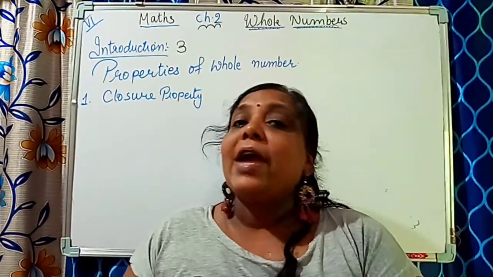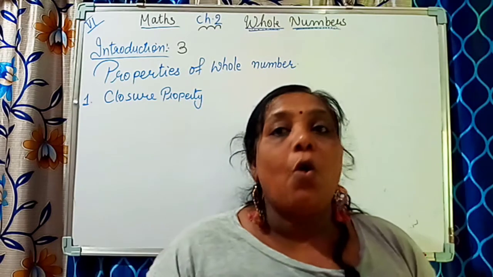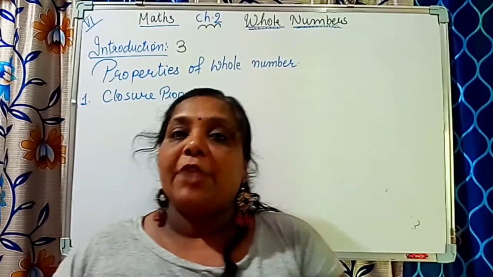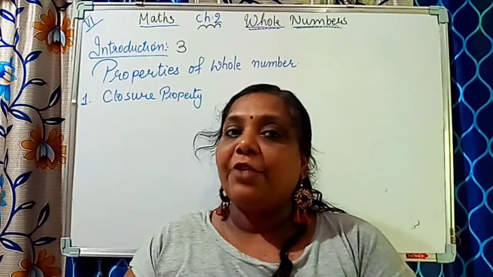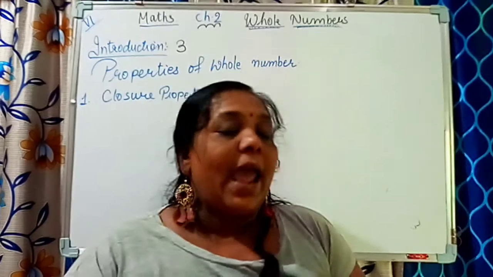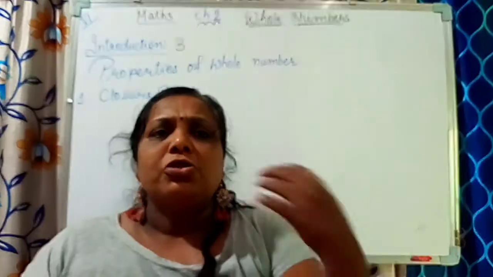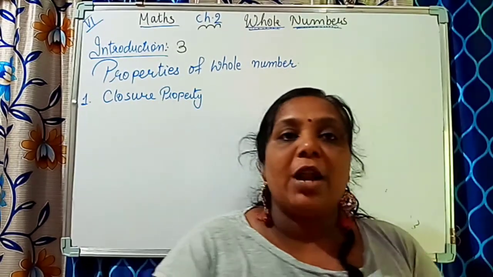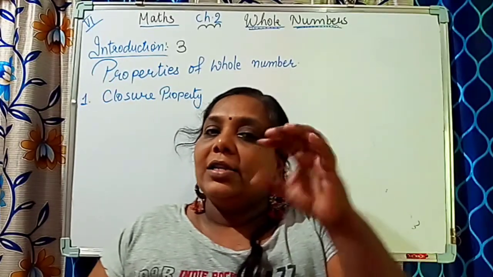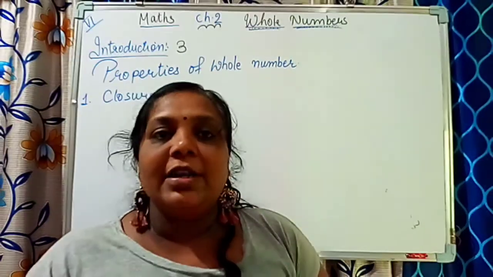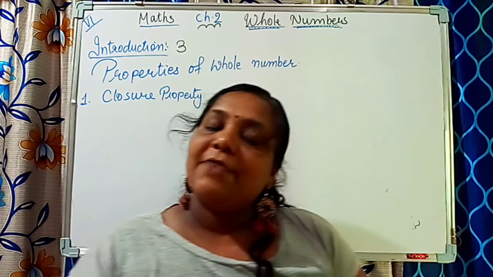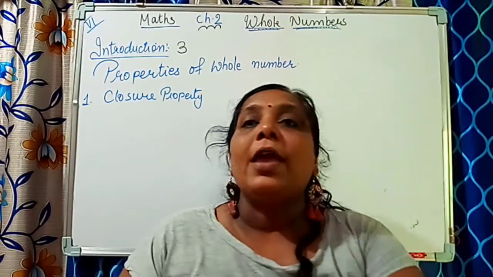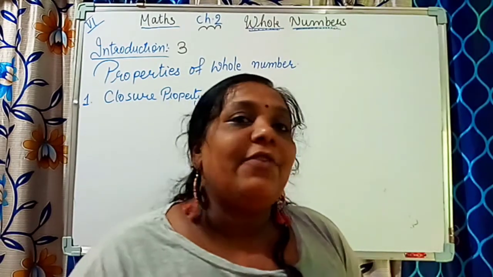Now I am going to explain the properties of the whole number. We have four types of properties: first is closure property, commutative property, associative property and distributive property. One by one I will explain with examples and formulas. We just have to understand and learn the formulas of these properties, and then we can find which properties are there. So friends, be ready with your book and pen.